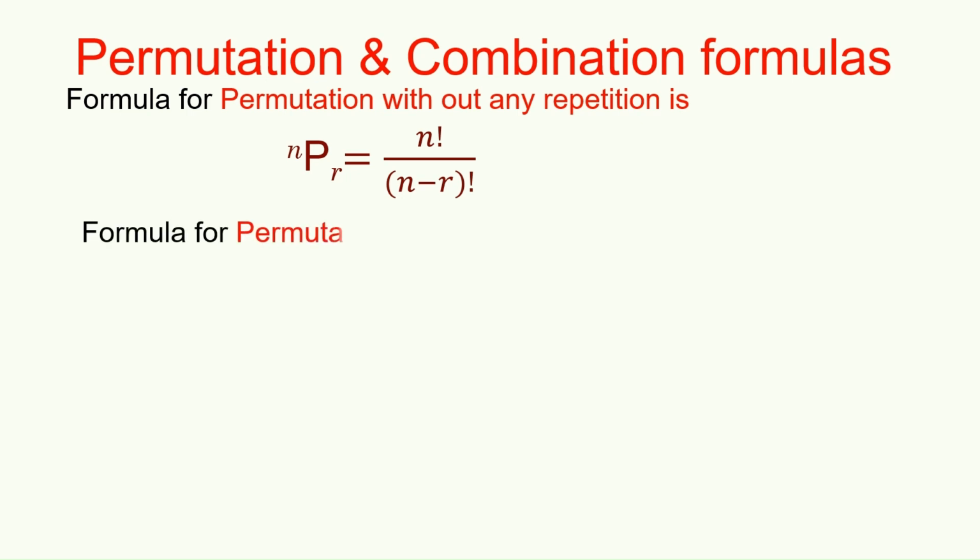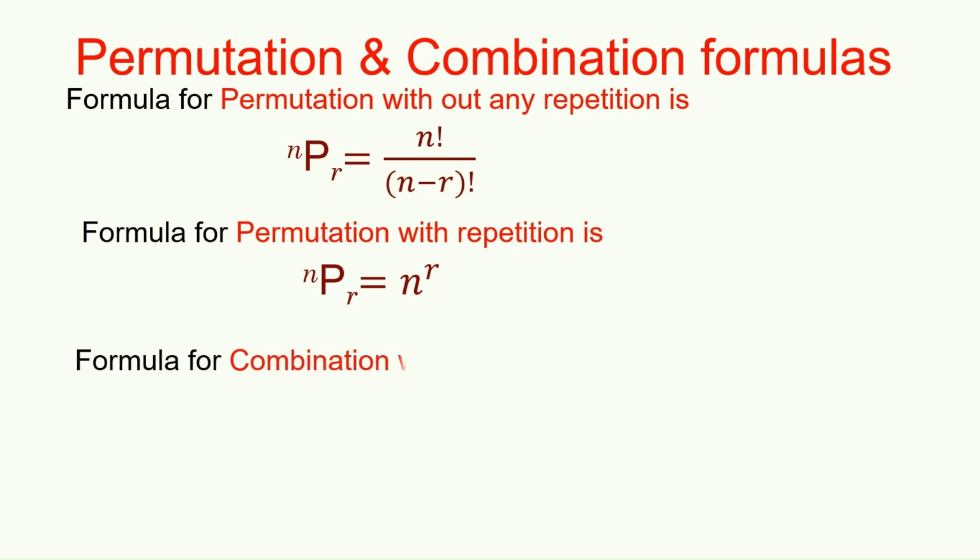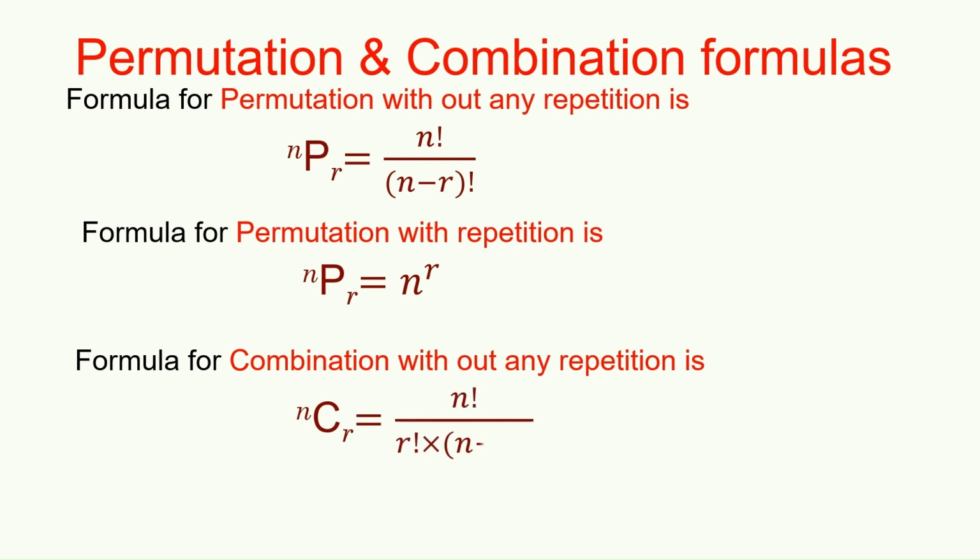Formula for permutation without any repetition is nPr equals factorial n divided by factorial n minus r. Formula for permutation with repetition is nPr equals n to the power of r. Formula for combination without any repetition is nCr equals factorial n divided by factorial r times factorial n minus r.